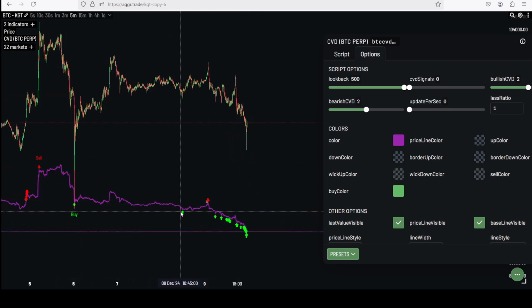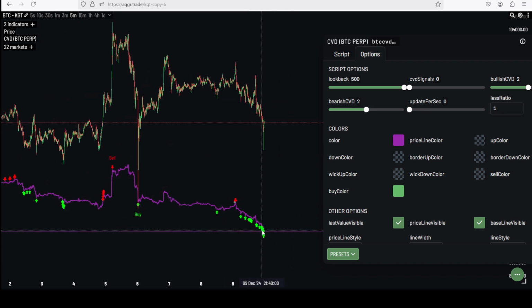Those two signals were already played, and those are not divergences, because as you can see, the price is going lower. So yeah, we are looking, for example, for a divergence. We would like to see the price going up a little bit and going down again.